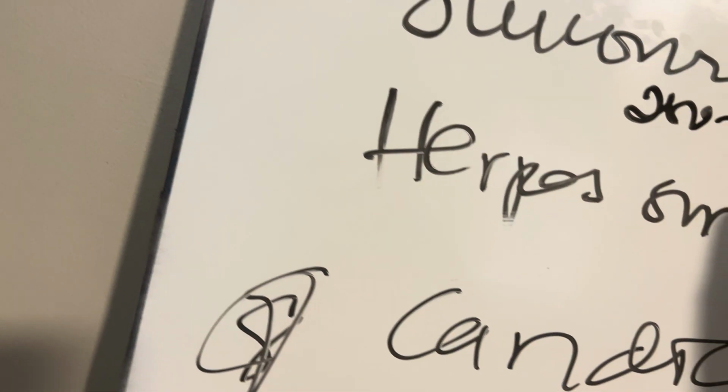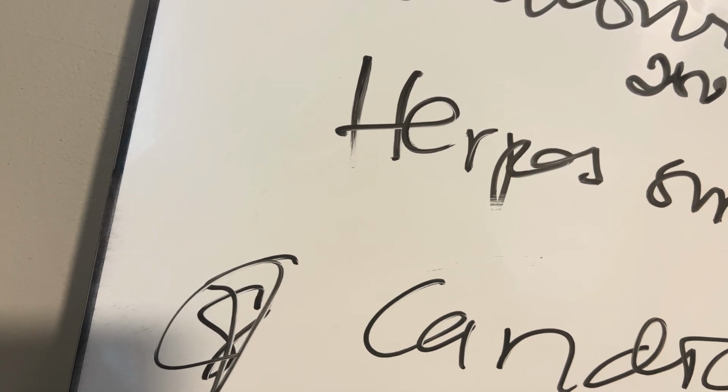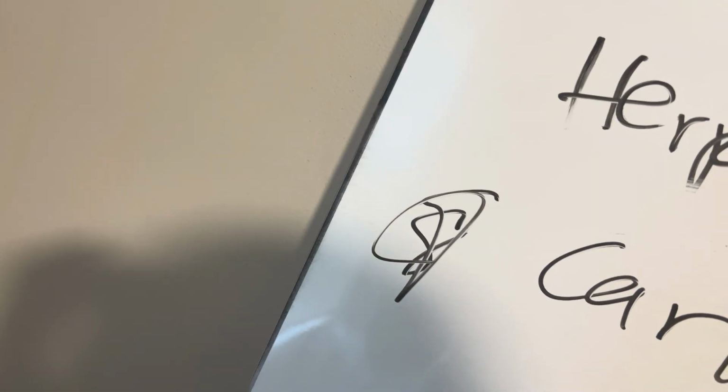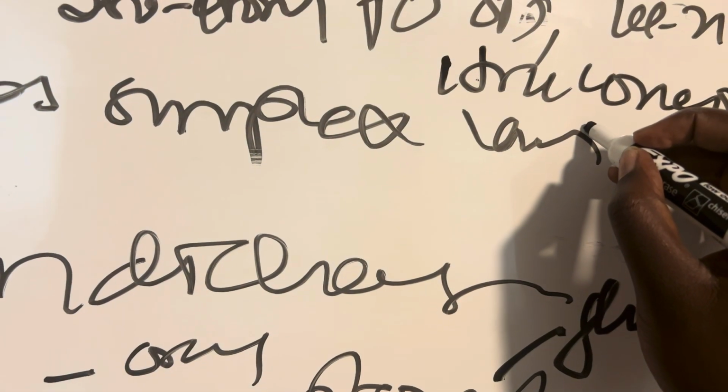So you can give fluconazole 200 to 400 milligram per oral once a day for 14 to 21 days. Or you can give itraconazole 200 milligram daily for 21 days.